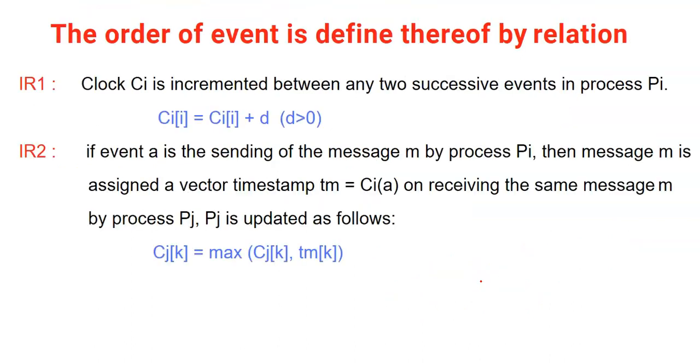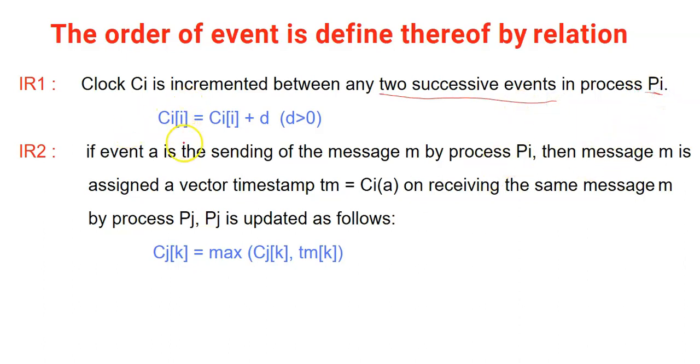Okay, so let's come to the algorithm. Here the two conditions which were discussed in Lamport clock also continue. One is the case where both the events belong to the same process, and the other case is where the events belong to different processes. For implementation, rule 1 covers condition 1. That means two events are successive events in a particular process Pi.